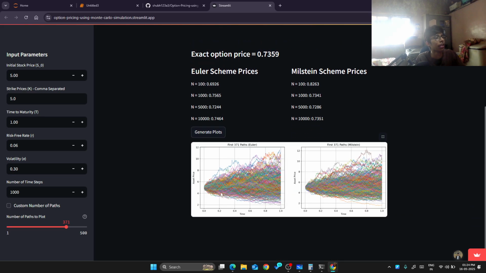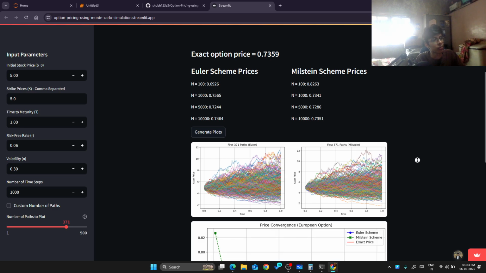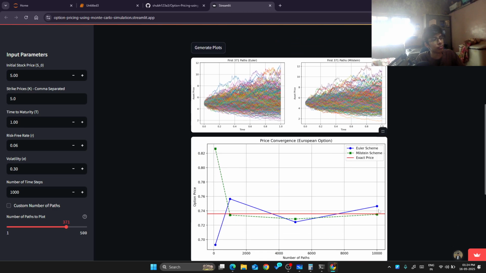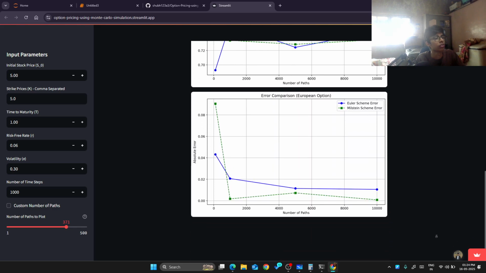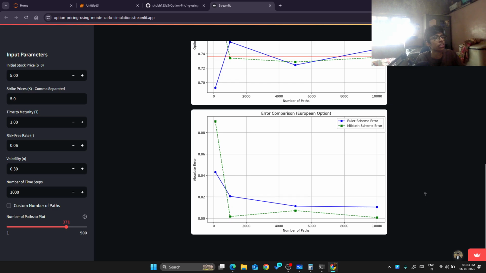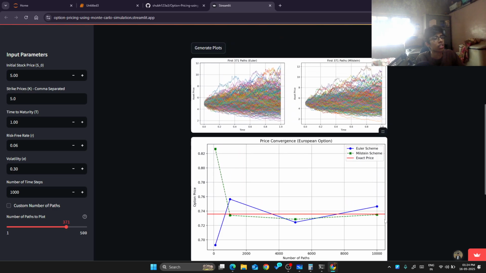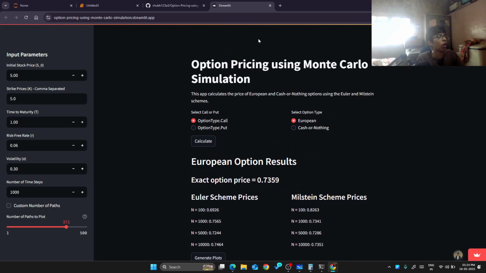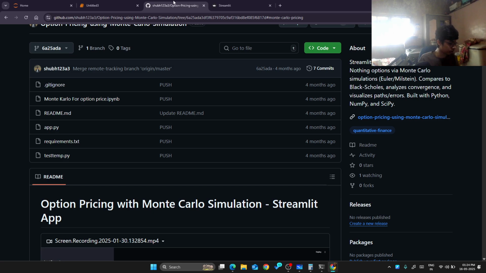is right. You can see the Monte Carlo path, and then this is the BS formula, and for both discretization schemes it converges to the exact value. And the error for Milstein is very small. You can see that it is almost close, and that's the Monte Carlo simulation, and it's easy.